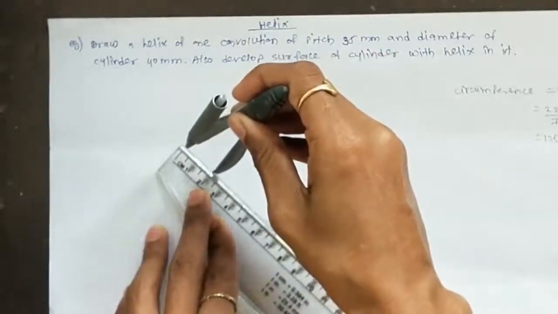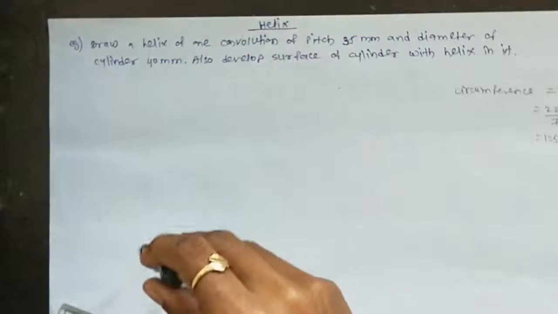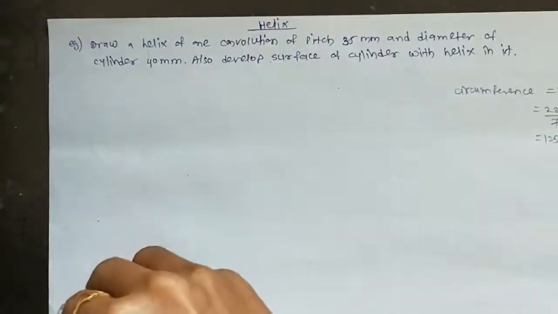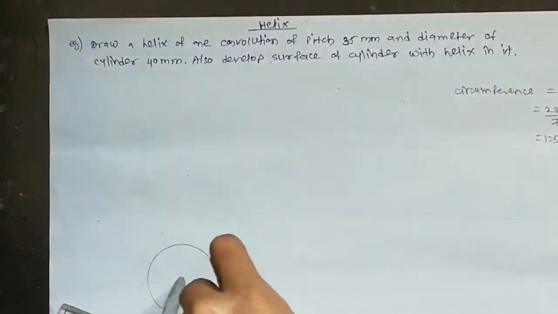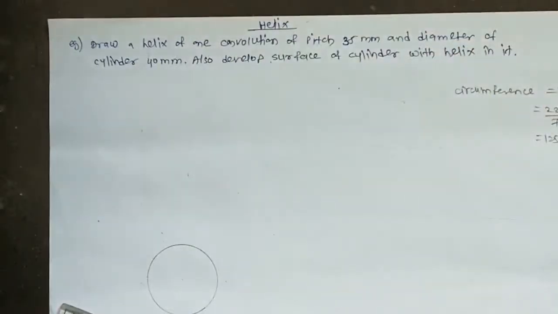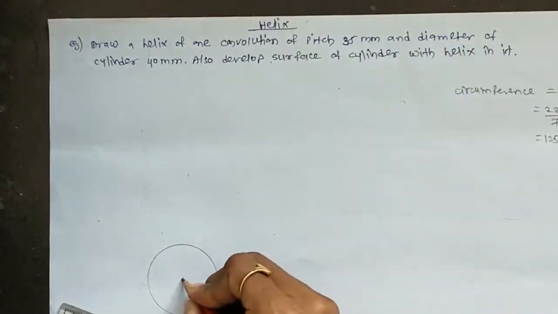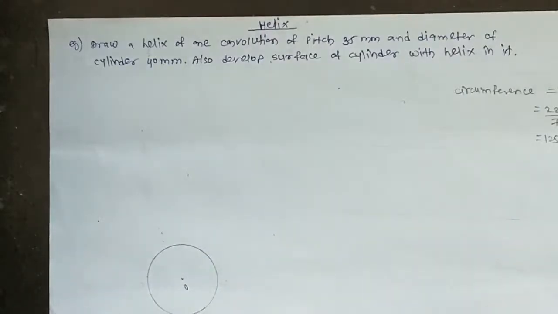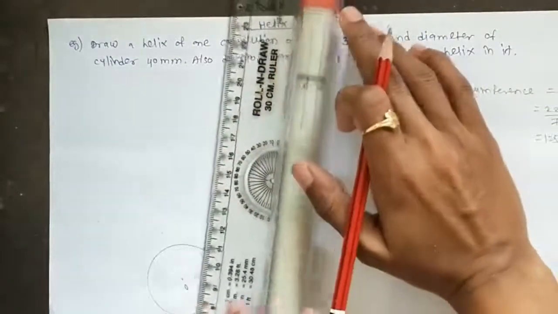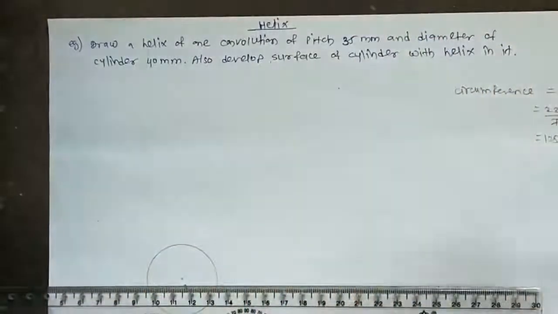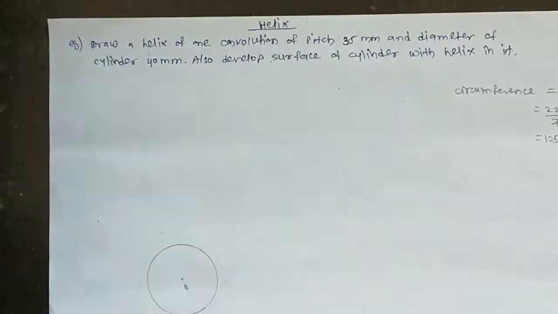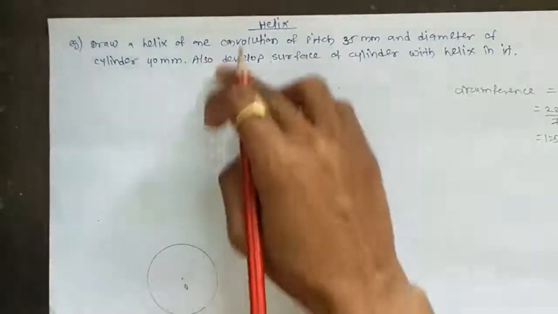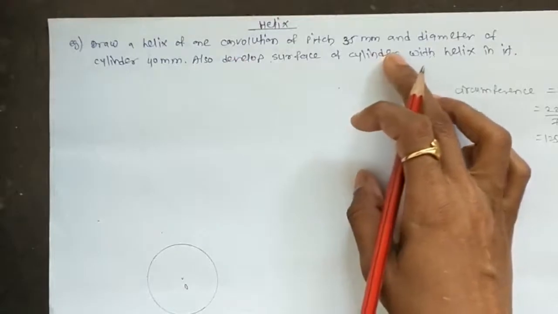in rounder and draw a circle having diameter 40 mm. Give name to this center point of a circle as point O. Now next task is to draw the front view of a cylinder, and the front view will be having sides 40 mm and vertical side as 35 mm, that is pitch.